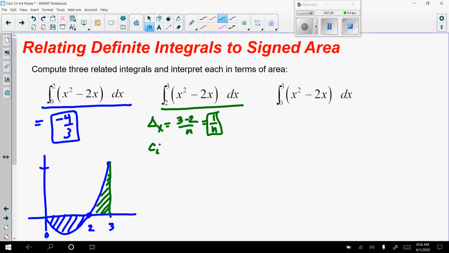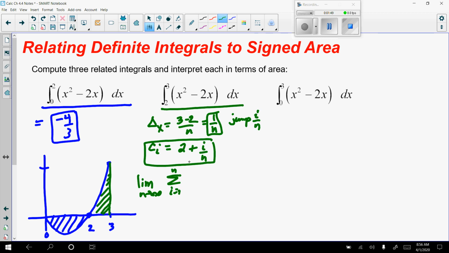And for my c sub i, since I'm using right endpoints, I have to start at 2, and then I'm going to add what I jump by. And remember, what I jump by is i over n. So this will be my c sub i equation that I need to put into my limit. So limit as n approaches infinity of the summation from i equals 1 to n of (2 plus i over n) squared minus 2 times (2 plus i over n), all of that times my delta x.